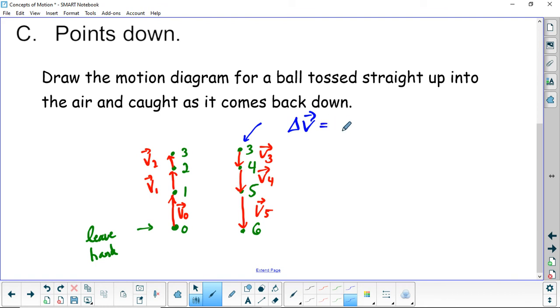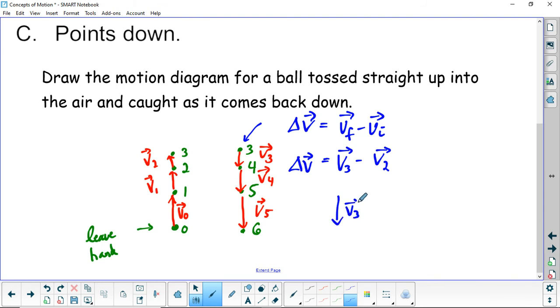We want to figure out delta V. That's V final minus V initial. Let's do all the work for this instead of just jumping to an answer. What's V final? That's our V3. So this is going to be V3 minus V2. Okay, that's my change in velocity vector. Let's find that by drawing it. So I draw V3. Here's V3. It's going down.